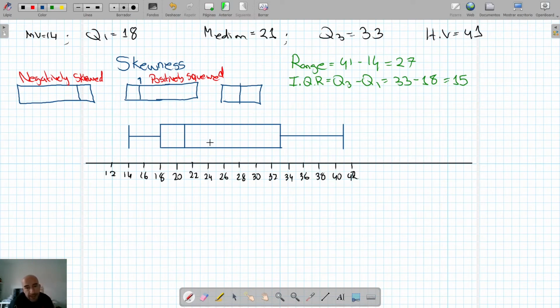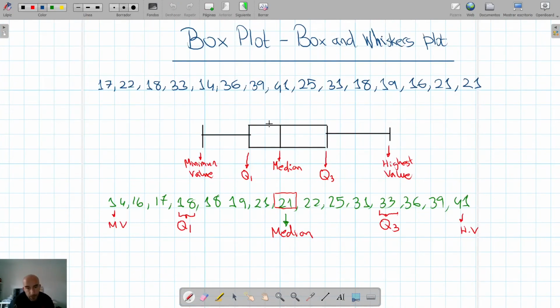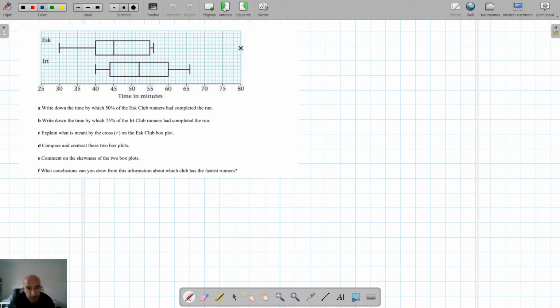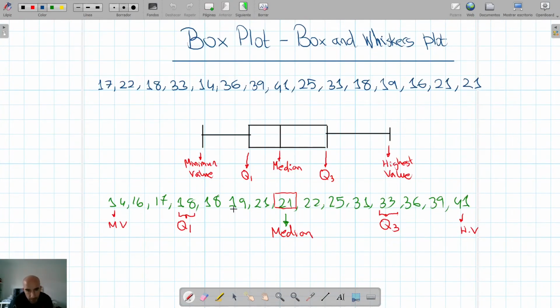As you see, the one in our exercise was positively skewed. There's more frequency of values here on the right, on the highest numbers, than on the left. Okay, as you can see, from 20 onwards, there's 1, 2, 3, 4, 5, 6, 7, 8, 9 values out of the 15. Okay, so that's why it's positively skewed.